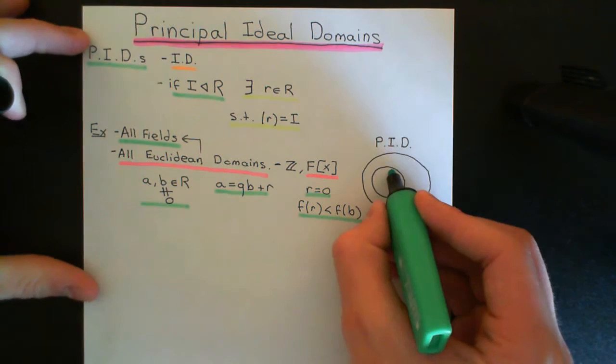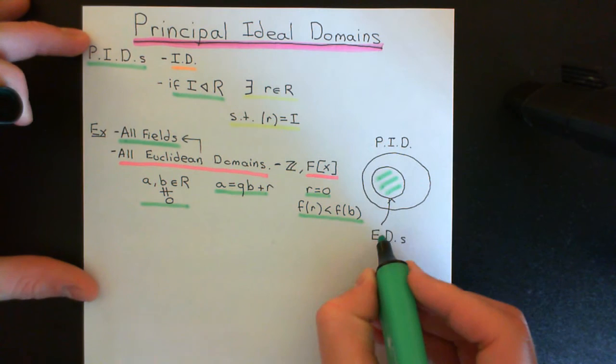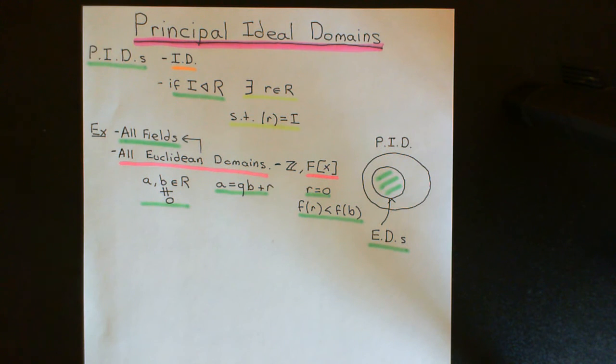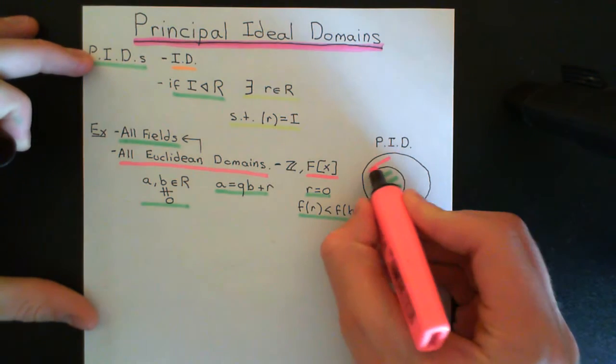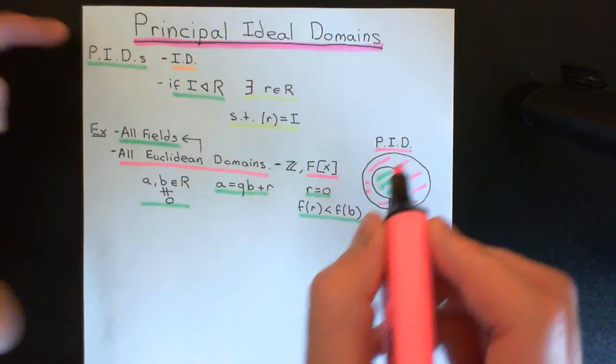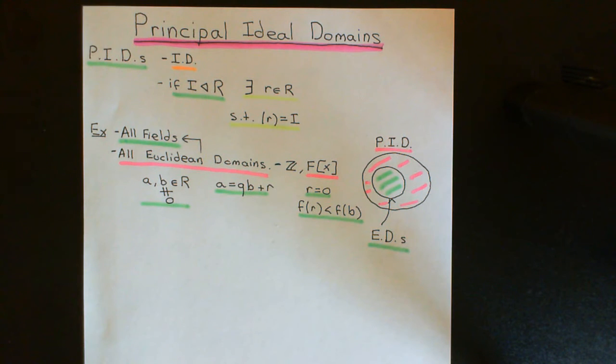Okay, so I'll state that without proof. But don't go thinking that all principal ideal domains are Euclidean domains. It's simply not true. There are principal ideal domains that are not Euclidean domains, and that picture easily shows you that.